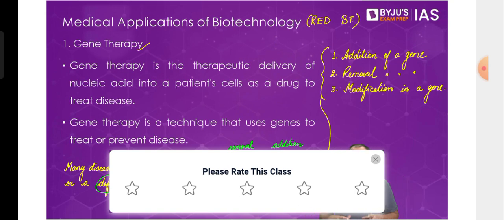Many of the problems that we haven't been able to solve with the help of medicine, vaccines, etc., can be solved with the help of gene therapy. So hence, we see that today gene therapy has become very, very important.